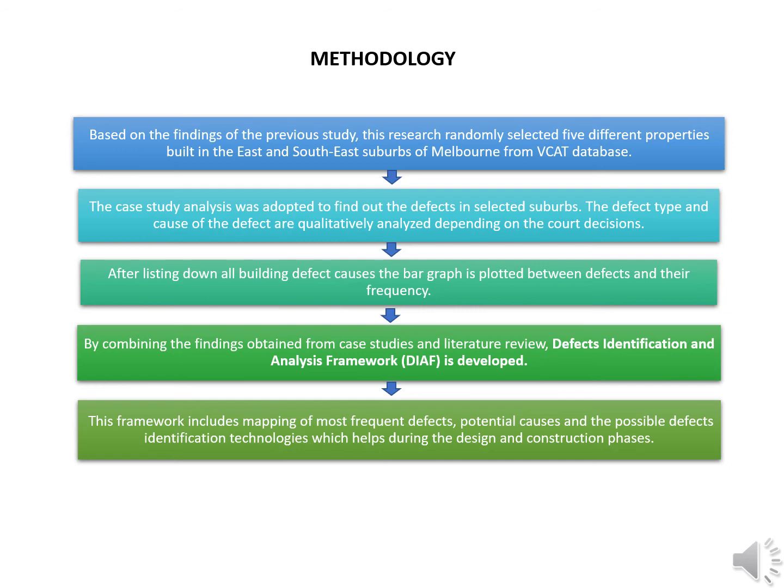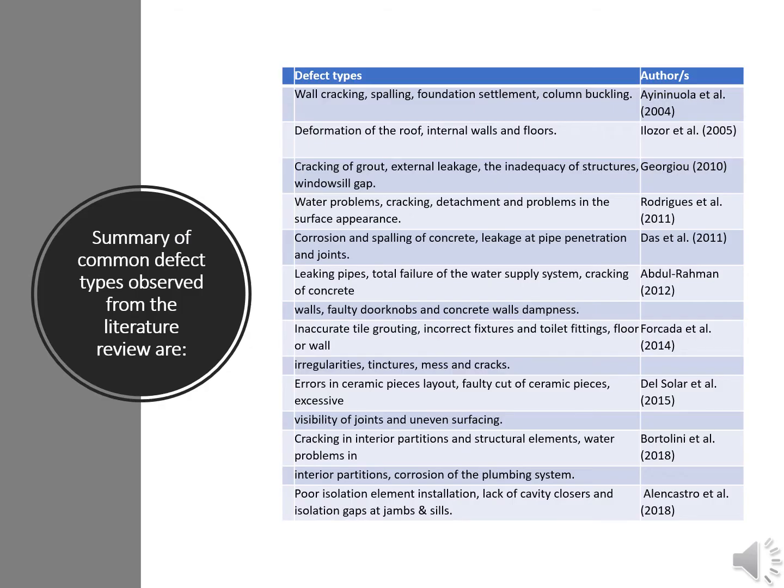Then the framework is developed by combining the findings obtained from the case studies, which is called the defect identification analysis framework. In this, the summary of common defects observed from the literature review are grouped into one table. According to the authors, the most common defects observed are wall crackings, deformation in internal walls and floors, detachment and problems in surface appearance, cracking in interior portions, corrosion of the plumbing system, poor isolation elements, and isolation gaps at jambs and sills.